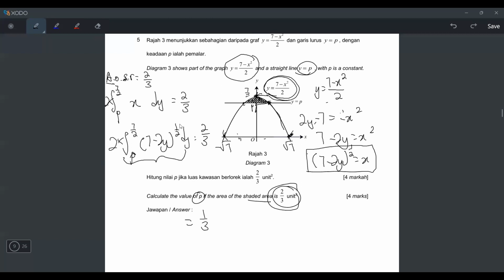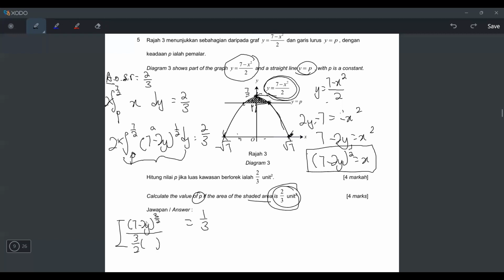Well, you can't expand because the power is 1 over 2. So what I will do is I will jadikan this whole thing sebagai A. So it's like you are integrating A power 1 over 2. So it will be A power 1 over 2 plus 1, which is 7 minus 2y. Power have to plus 1, right? So 1 over 2 plus 1, 3 over 2. Bahagi lagi dengan 3 over 2.